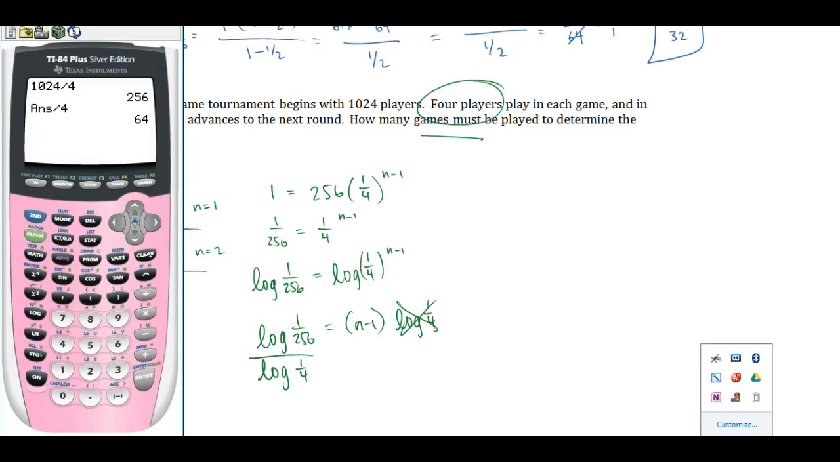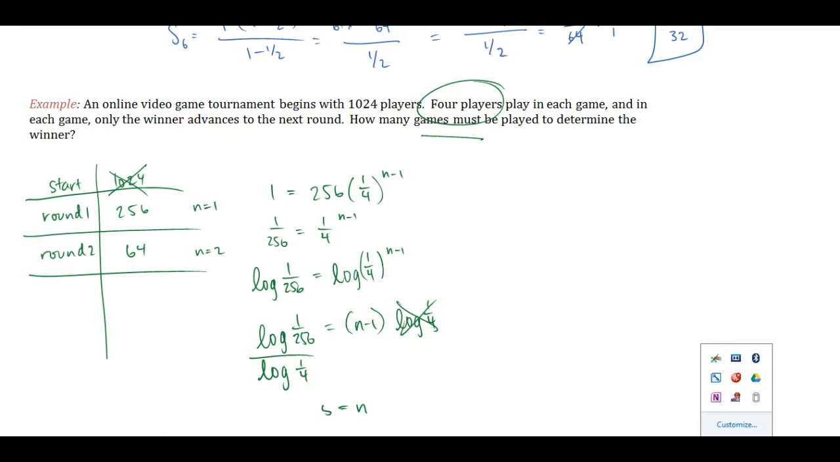So grab my calculator and say, all right, what is the log of 1 over 256 divided by the log of 1 over 4. Calculator says 4, and then we're going to add 1, so n is a 5. So they will play 5 rounds until they get down to 1 player. Now, that's cool to know. It ends in round 5. But I want to know how many games they played. Well, that's not a big deal either, right?